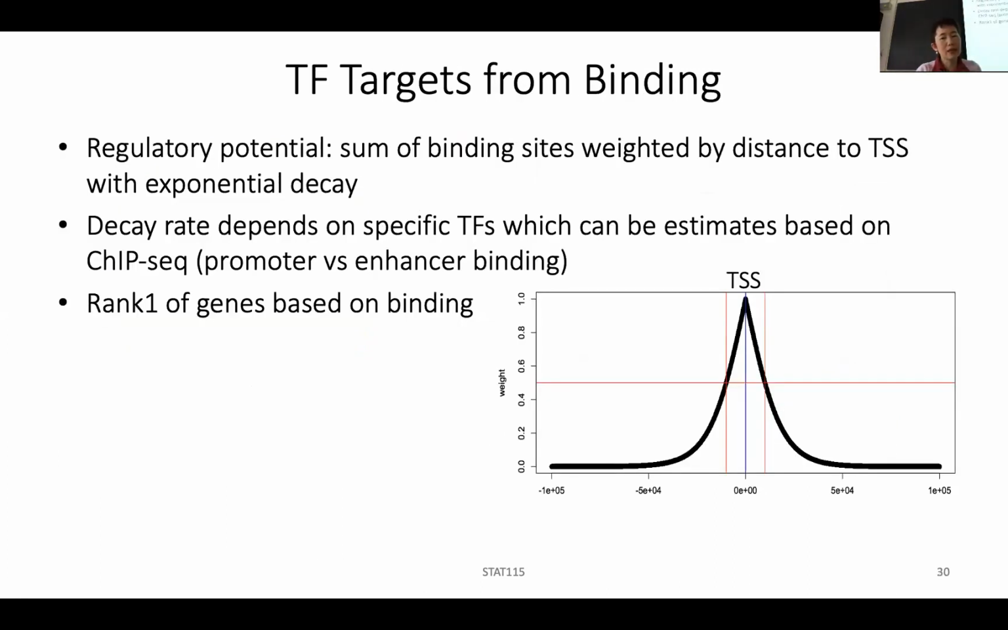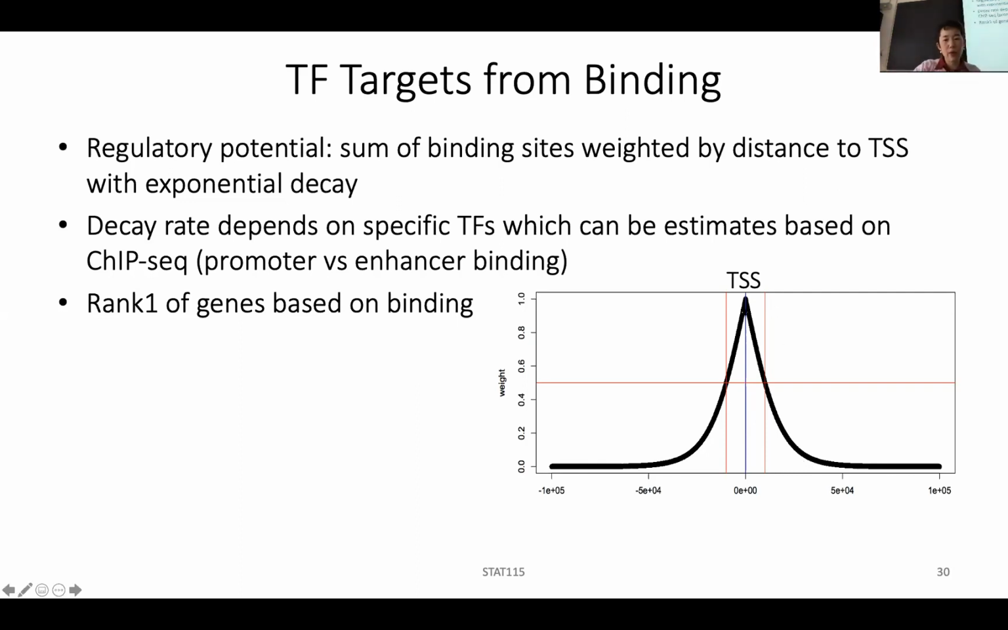And with that, based on the binding, we try to assign what we call a regulatory potential, which is the sum of binding sites weighted by the distance from the transcription start site. So for example, if I want to know the regulatory potential of this transcription factor, from its ChIP-seq, in terms of regulating this one gene that I'm interested in, we can have this exponential decay idea. So here, we look at the transcription start site of this gene, and then every time we see a binding site, we ask, how far is that binding site from the transcription start site?